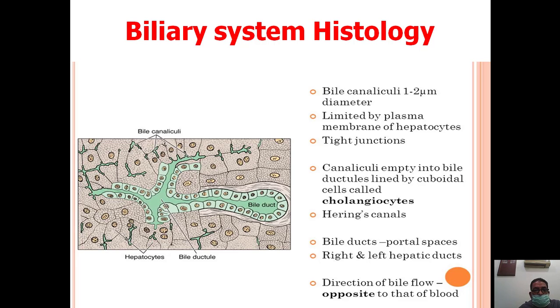Now this biliary system will be visible over here. This is the bile duct. So the bile ductule is present among these hepatocytes. This is the bile canaliculi, canal of Hering, cholangiocyte, canal of Hering, and bile duct, portal space, right and left hepatic duct, with bile flow directed opposite to the blood. So this is the presentation of the biliary system histology, the lining.